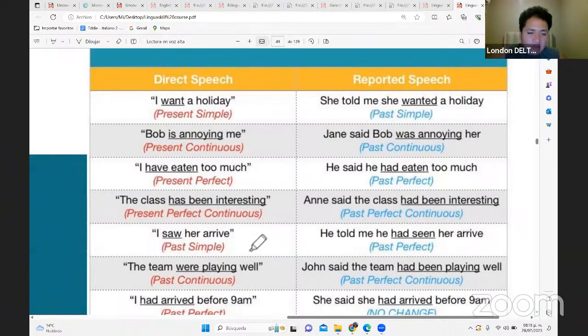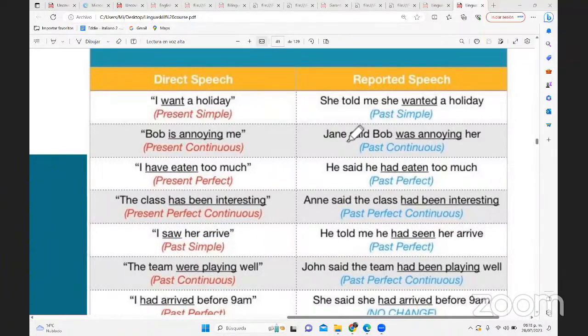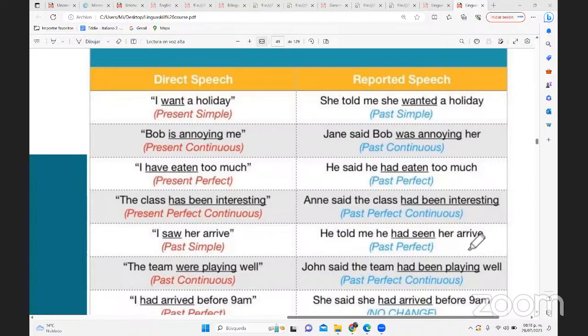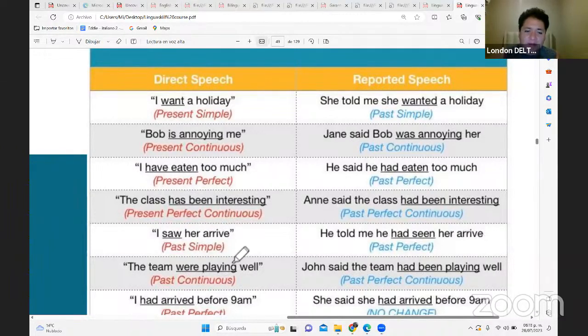Please, Dante, can you read the simple past? I saw her arrive. Good. And in reported speech? He told me he had seen her arrive. Good. So what could be the past of the past? ¿Cuál podría ser el pasado del pasado? Porque el pasado ya está en pasado, valga la redundancia, pero en inglés sí existe un tiempo que es el pasado del pasado, right? Lo habíamos visto hace no mucho.